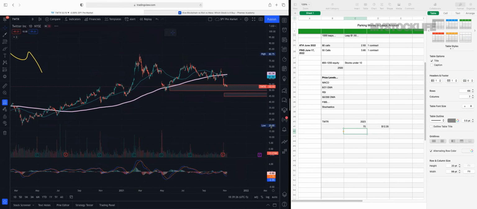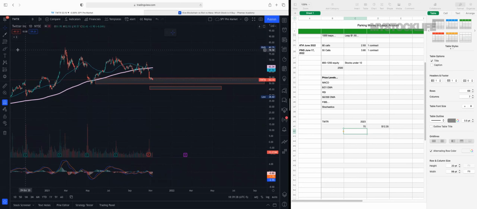On Twitter, I have my support zones already drawn right here. I'm going to see if Twitter can hold in this base, and then reclaim this price level. And I'm going to see how well it does. I don't want to get stuck in a pop here and then a downtrend. That I won't get stuck in.